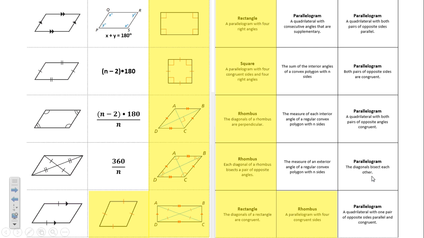The next one shows me some arcs. What do these arcs mean? Angles equal. What kind of angles? Opposite. Opposite angles are congruent. That's true of all parallelograms. The third one had ticks inside of the parallelogram. What did those mean? The diagonals bisect each other. So we have to be able to pick that up and tell that immediately.